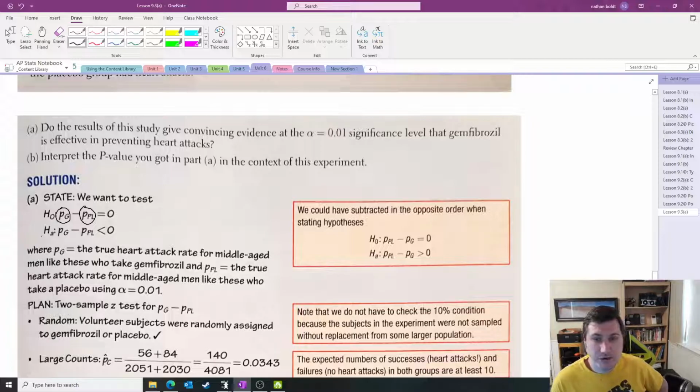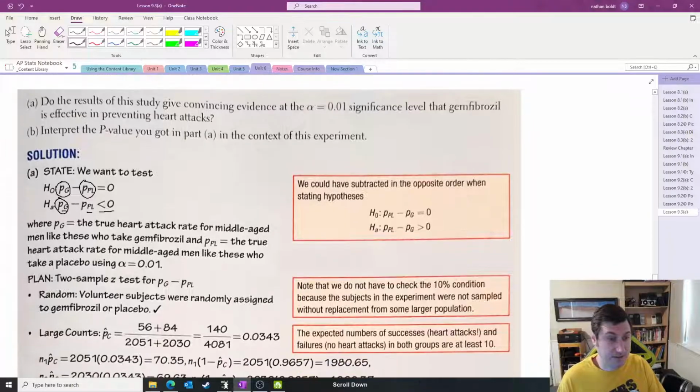That the gemfibrozil group minus the placebo group, G for gemfibrozil, PL for placebo, is less than 0, which we think, because the proportion for the treatment is going to be a smaller amount of heart attacks, right? That's why small minus big will be a negative number, less than 0. Then they give us the context here, where P sub G is the true heart attack rate. You don't want to say number of heart attacks here, because these are proportions. That's important to note. For middle-aged men like these who take gemfibrozil.